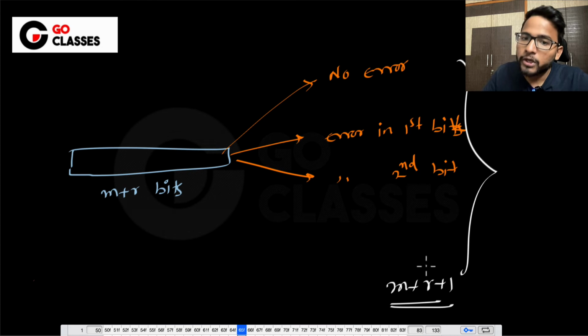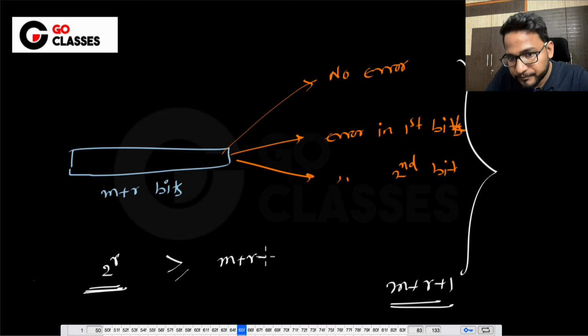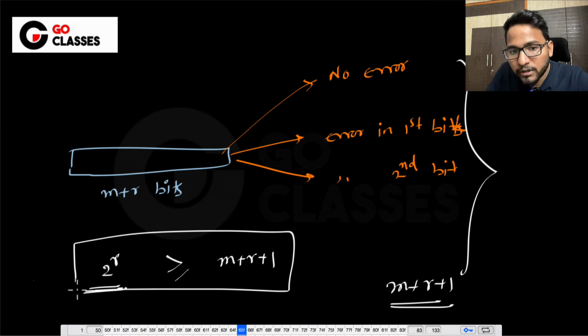Now what you need to do is identify which of the combinations is there. See, you have a total of 2 power r combinations of the parity bits, and each combination identifies one of these cases. So this 2 power r should be greater than or equal to m plus r plus 1. Why? Because these are the total combinations that you have. I mean, this is your capacity, and this is what the channel can do.